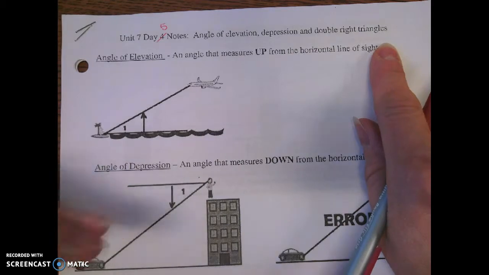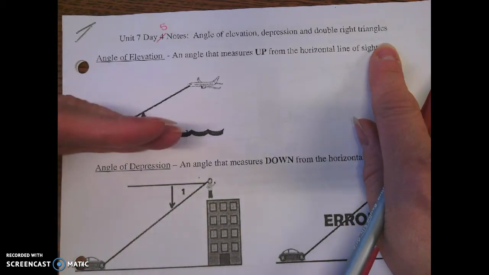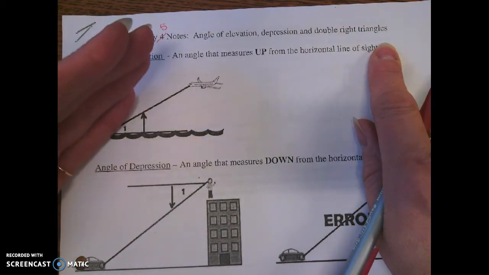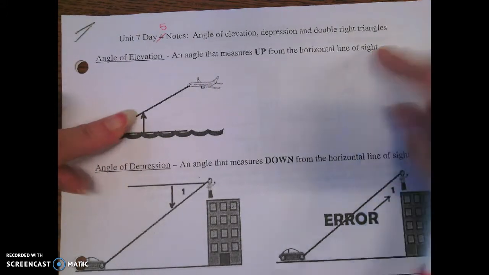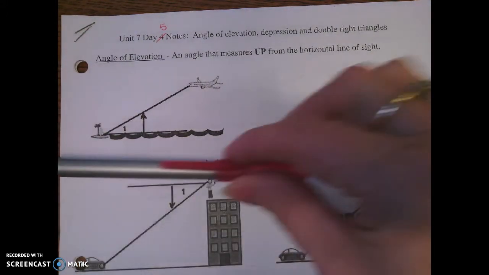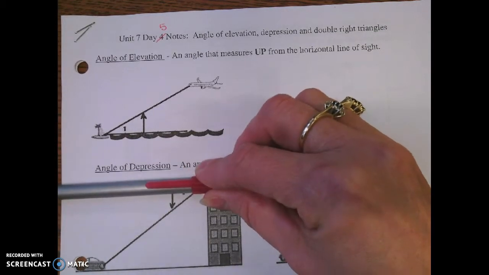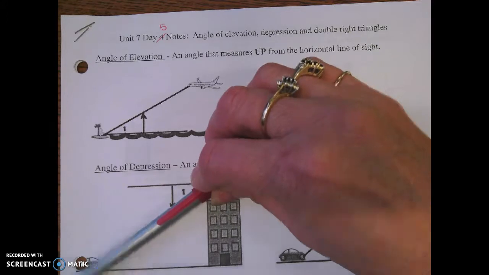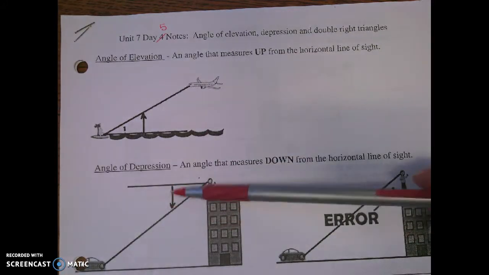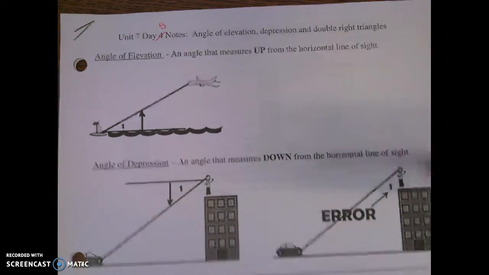So remember, the angle of elevation is when you're looking out horizontally and then you look up. There's our angle of elevation. Angle of depression is when you're standing up high. Normally we have a horizontal line of sight and then you look down. That's our angle of depression. This is a common error.